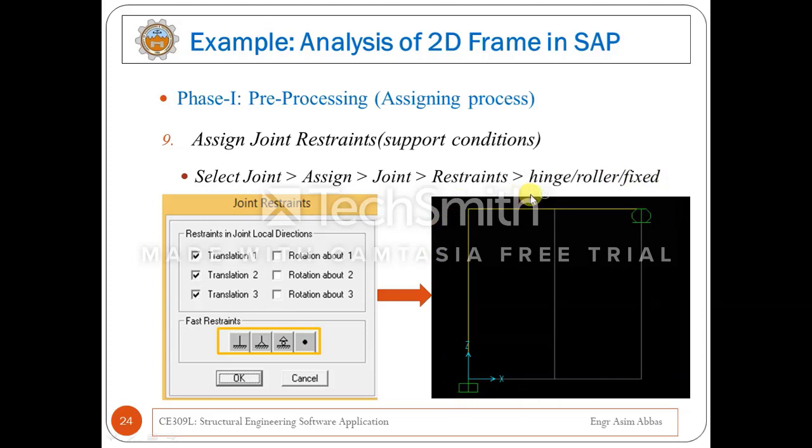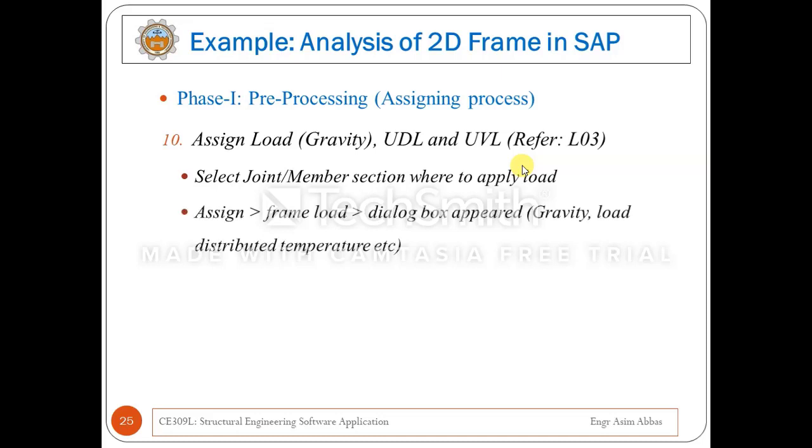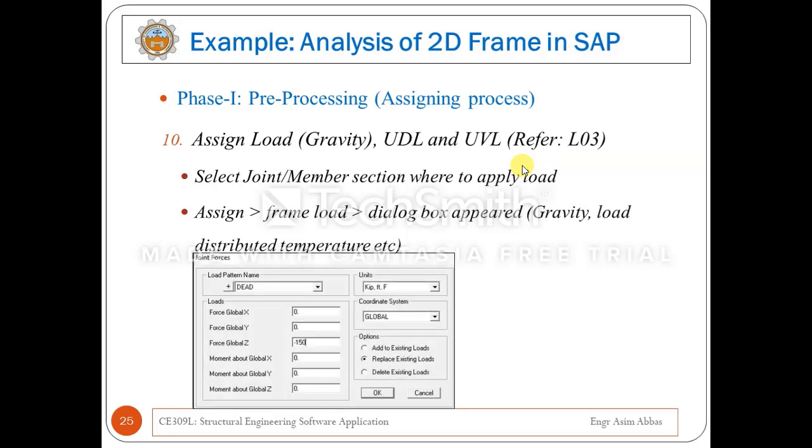Now step 10 is to assign loads. In this step you can assign different loads like point load, uniform distributed load and uniformly varying load. For more detail you can refer to lecture number 3, but I will discuss this step in this lecture as well. If you want to assign a joint load at a particular point, you just click on that joint, then go to the Assign menu, then select Point Load or Joint Load. This menu will appear, and from it you can apply a joint load at that location.